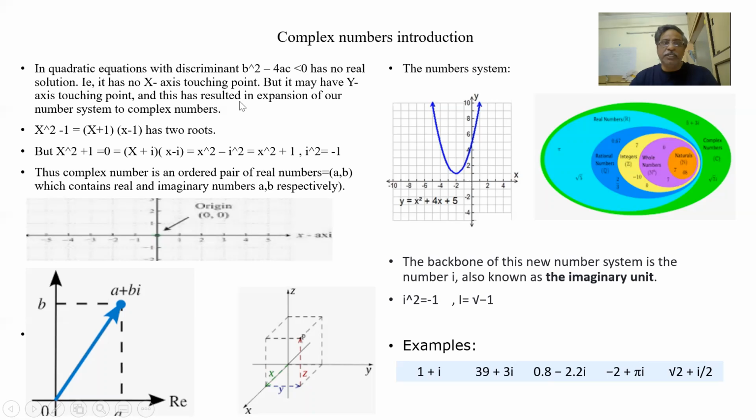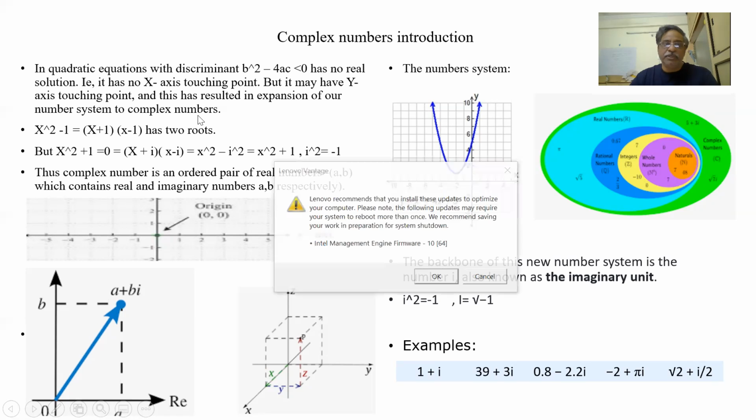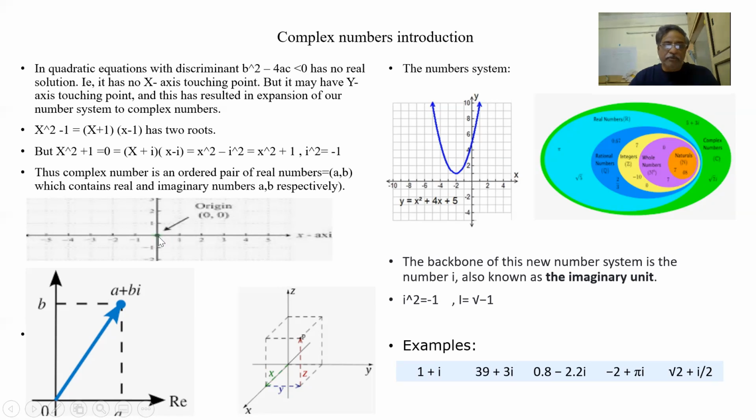So this has resulted in the expansion of our number system. If you see our number system, from 1 onwards, these are my natural numbers. From 0 onwards, my whole numbers. Then comes minus; these are my integers. The number system is expanded to integers. Then we have fractional numbers: 1 by 2, 1 by 3, 1 by 4, like that. We have fraction numbers, quotient numbers.